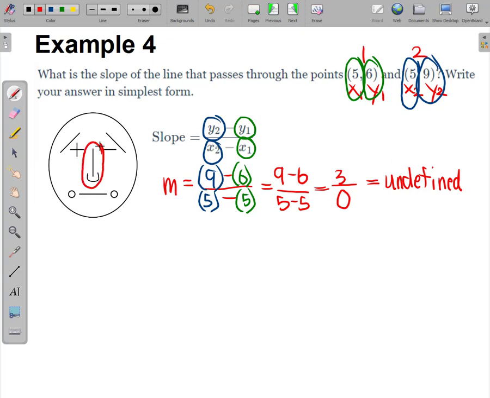So notice that we have a U there. So anytime you have a vertical line like that, all vertical lines are considered to have an undefined slope.